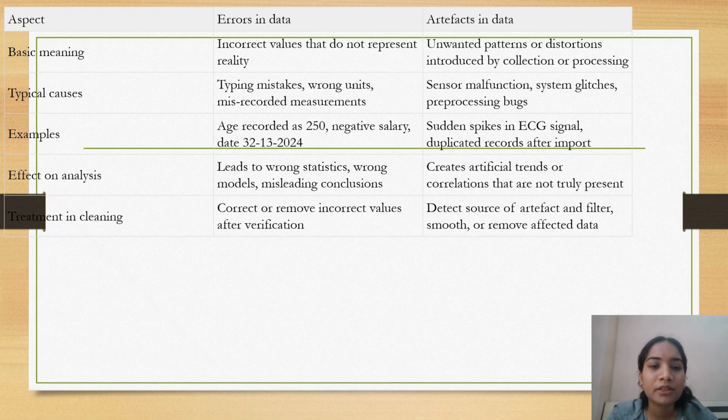And the artifacts in data are the distortions or patterns created during the data collection or processing. These occur due to sensor noise, data transmission problems, and device limitations. For example, a spike in an ECG signal due to movement. Artifacts are systematic and not always correctable. Also, the difference between them is given over here. The basic meaning I've already told, typical causes, how these are caused, examples, impact on analysis, and treatment are also given over here. So errors in data and artifacts in data, which come in part B of question number 3, are discussed.